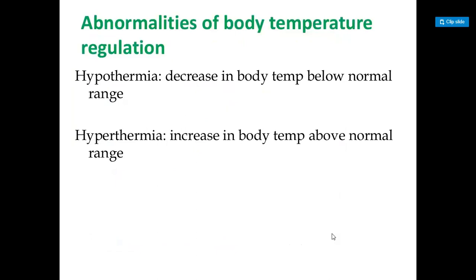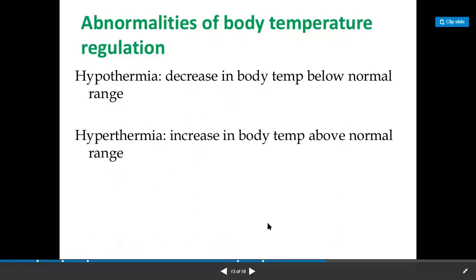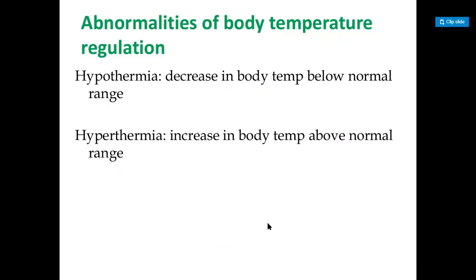Now, abnormalities of temperature regulation. So what happens when your body is not able to regulate temperature? When your body is not able to regulate temperature, you have two main states. One is hypothermia. Hypothermia is a decrease in body temperature below the normal range. So when your temperature falls below 36.6 or falls below 36, there's hypothermia. When your temperature rises above 38 or 37, because we said the normal range is 36.6 to 37.1.